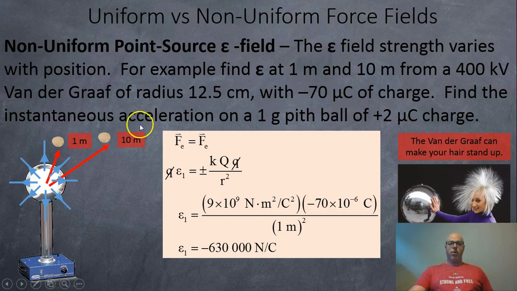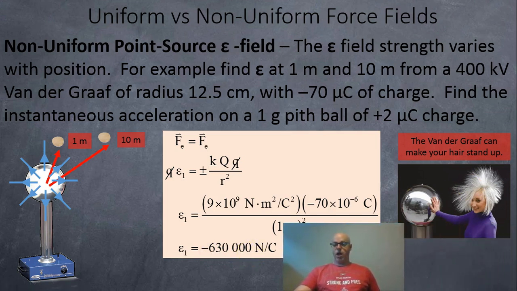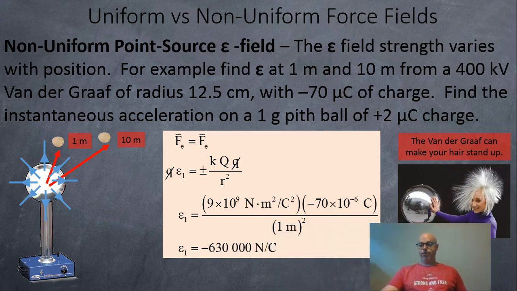Okay, so what if you take this 2 microcoulomb pith ball, which has 1 gram of mass, and you stick it at locations of 1 meter and 10 meters. So remember, the simple formula has to be equal to the universal formula. So E is equal to kQq over r squared, and the q's cancel out. And we get, if you are 1 meter away from this Van de Graaff, the field strength is pretty strong, 630,000 newtons per coulomb. As you can see, you can use Van de Graaffs to make your hair stand up too.